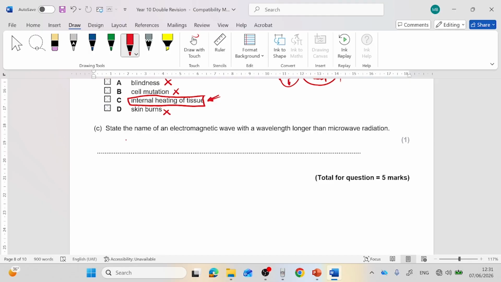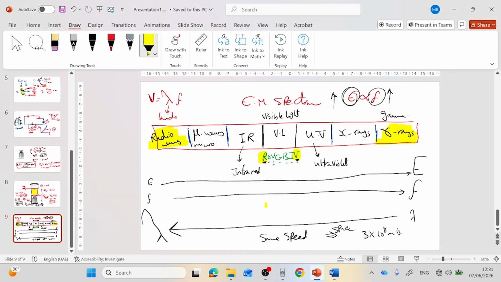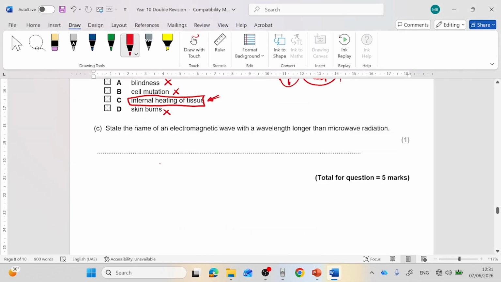For question C, state the name of the electromagnetic wave with a wavelength which is longer than the microwave. Let's move back to our revision. This is the microwave, and we said that as we move from gamma rays to the radio waves, the wavelength increases. So if you are searching for a wavelength longer than that of microwave, the answer is radio wave. So radio waves is the answer.